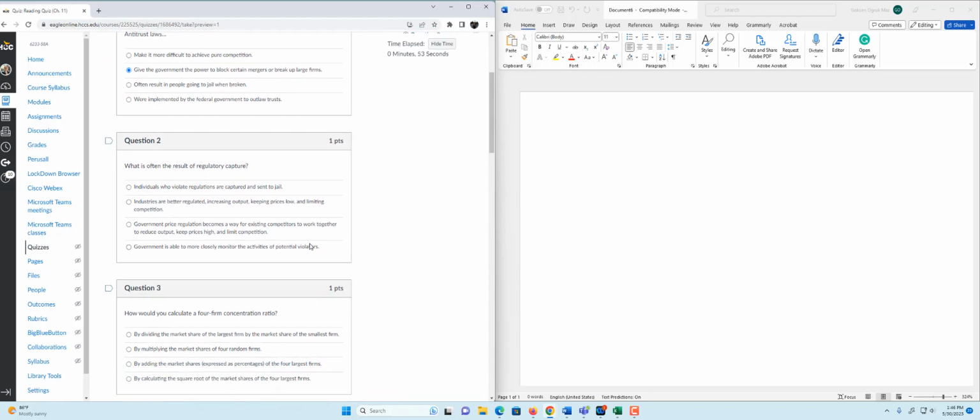Question 2. Which is often the result of regulatory capture? Regulatory capture happens when the government regulates an industry, and the firm tries to keep the officials, or hire people, to have an influence on the decisions of this regulatory board. So we need to find out the result of regulatory capture.